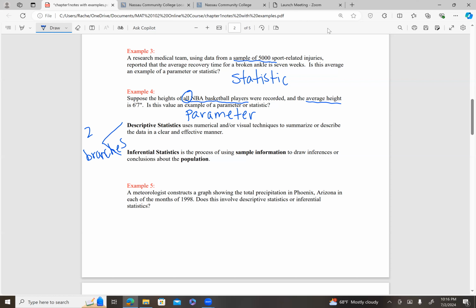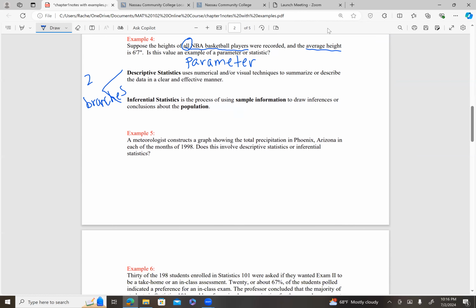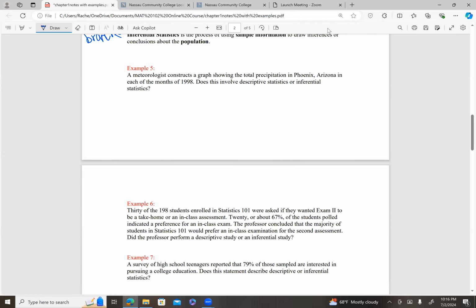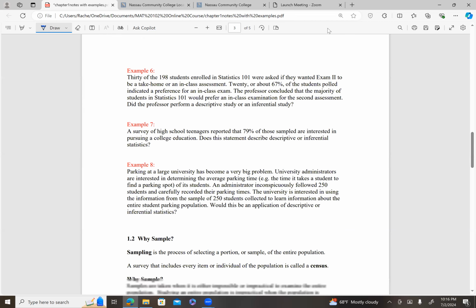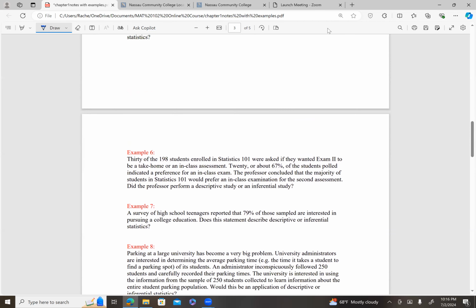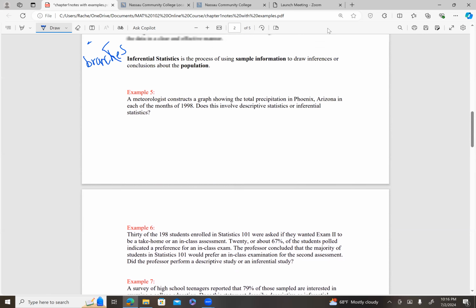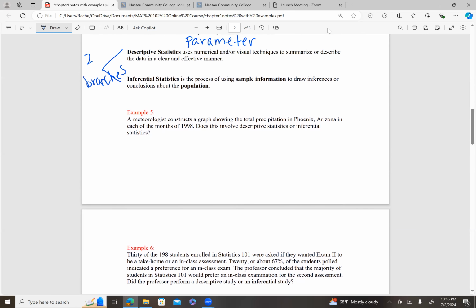We're going to start this semester. The first couple of chapters are going to illustrate descriptive statistics. The second half of the class, we're going to move into the inferential statistics. So let's look at example 5. Really the next examples, 5 through 8, we're going to ask ourselves whether the scenario is describing descriptive or inferential statistics. So let's look at example 5.